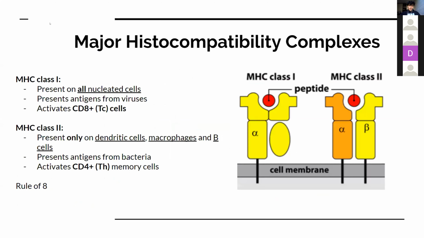So a bit about MHC. MHC class 1 is present on all nucleated cells, and it presents antigens for viruses from the inside, and that activates CD8. MHC class 2 is present only on dendritic cells, macrophages, and B cells. So anything with antibody responses is only a result of MHC class 2 presentation, really. Okay, cool. Let's move on.